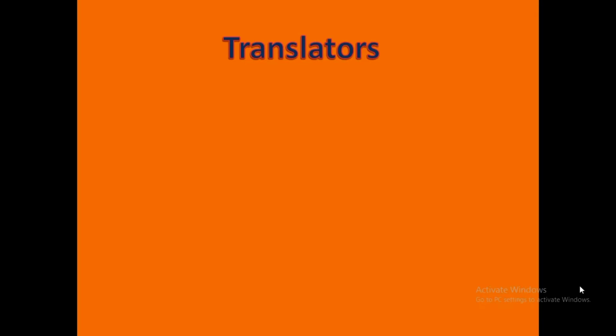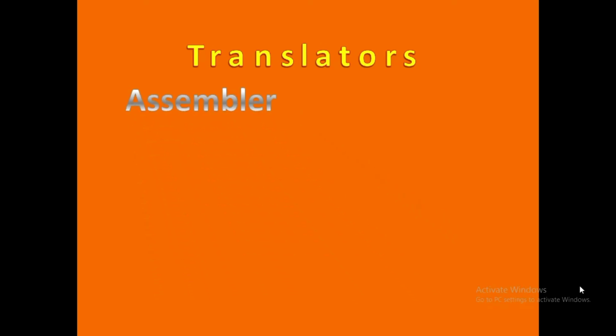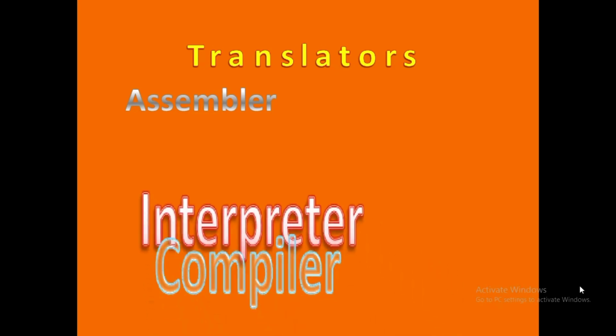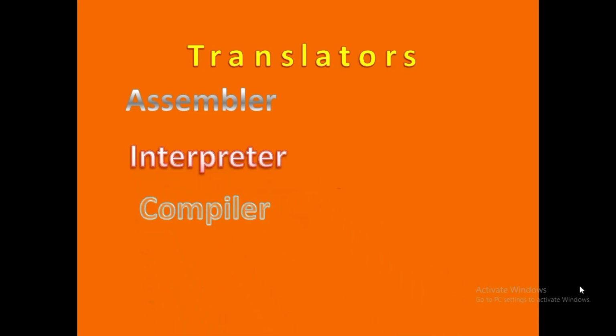Alright students, so let us see what are the different types of translators. The translator that is used to translate assembly language into low level language is said to be what? Assembler. And for translating the high level language into low level or machine language, there are two types of translators, interpreter and compiler. As I told you, assembler is the translator used to translate assembly language into low level language or machine language. So you have understood.